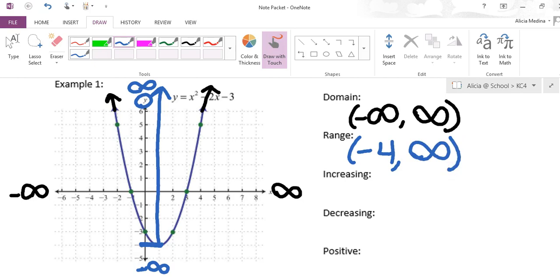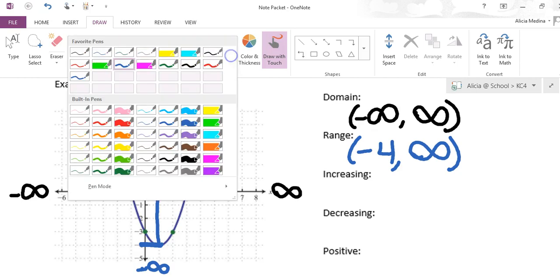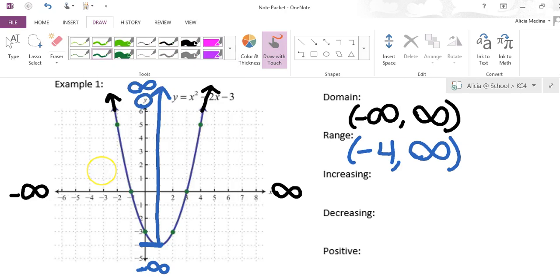Again, this should be more of a refresher. This is what we did in our last unit, looking at increasing and decreasing. Increasing: where is my function going up? I see right here at my vertex point, my function is going up right here.